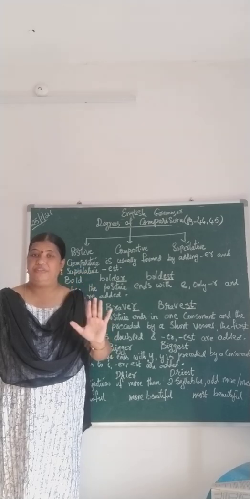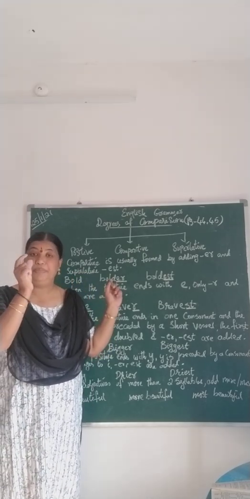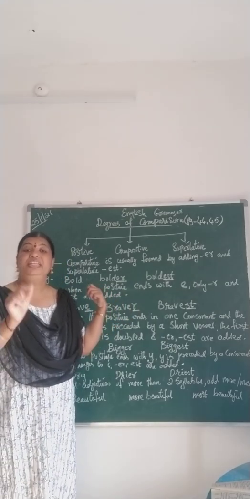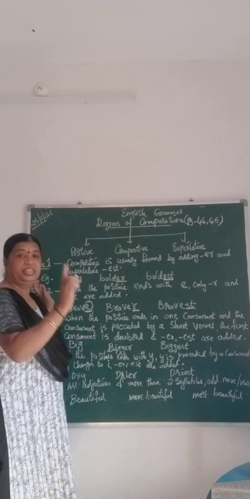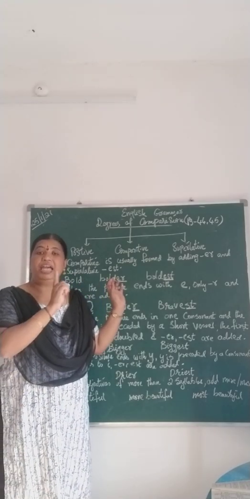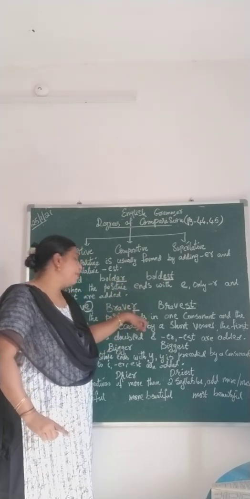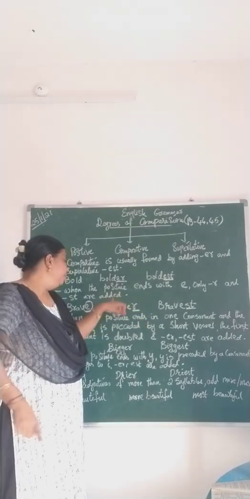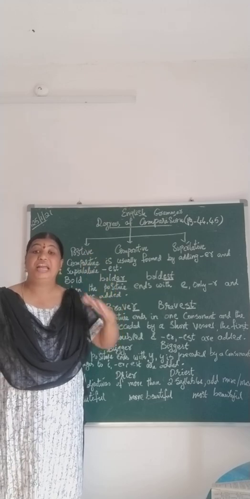B-R-A-V-E. Brave. Brave is an adjective. Now, this word brave, in the positive form, ends with E. When the adjective ends with E, in the comparative form, you will add R. B-R-A-V-E-R. Braver.